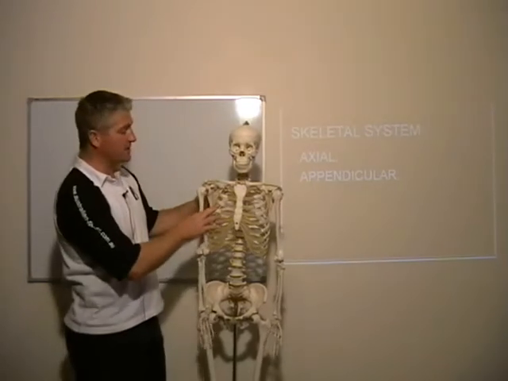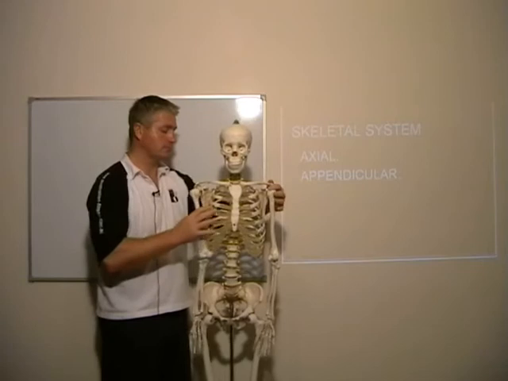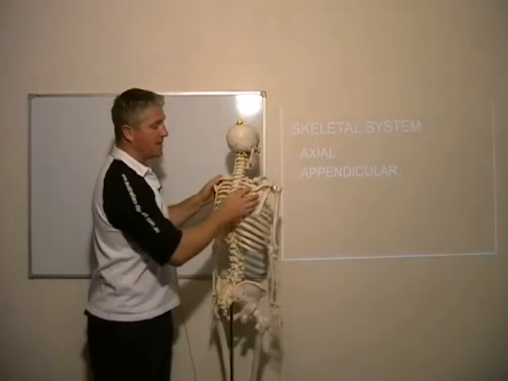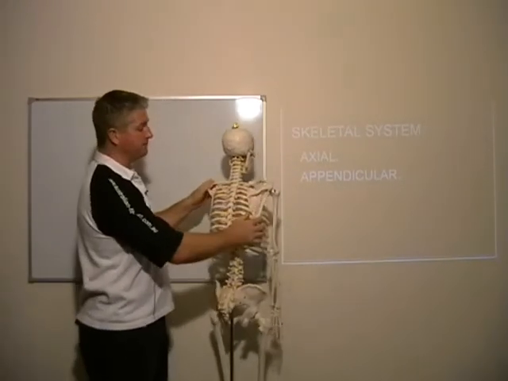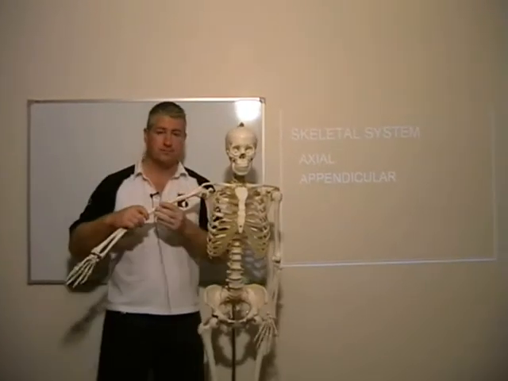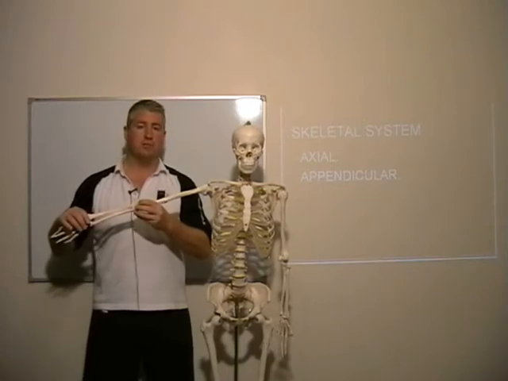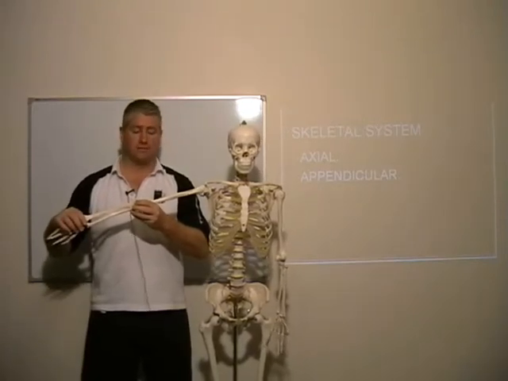Structures of the appendicular skeleton include the clavicle or collarbone, the scapula or shoulder blade, the humerus or the upper arm bone, the radius and the ulna, which are the two bones of the lower arm or two bones of the forearm.